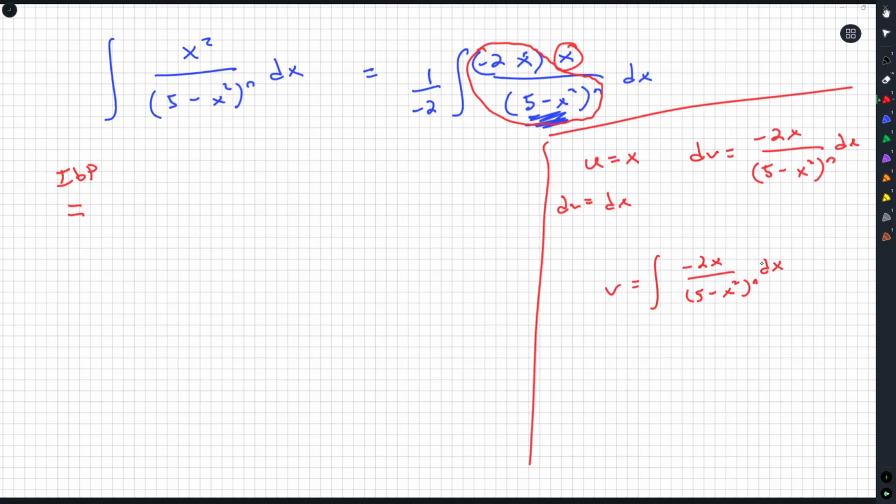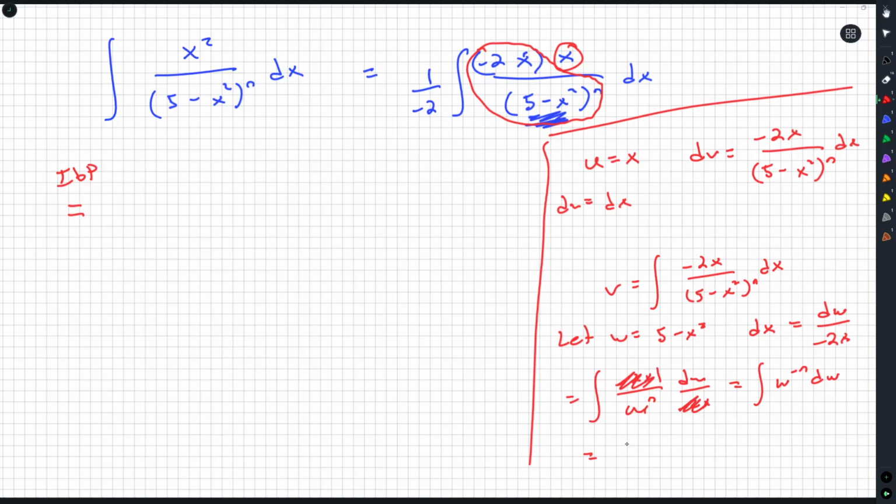I've already used u, so I'm going to say something like, let's let w be 5 minus x squared. So then dx is going to be dw over minus 2x. So we get minus 2x, w to the n, and then dw over minus 2x. Goodbye minus 2x's. Now I've got 1 over w to the n, or w to the negative n. And look at that. It's power rule, right? We're doing it. So we'll get w to the minus n plus 1 over minus n plus 1.